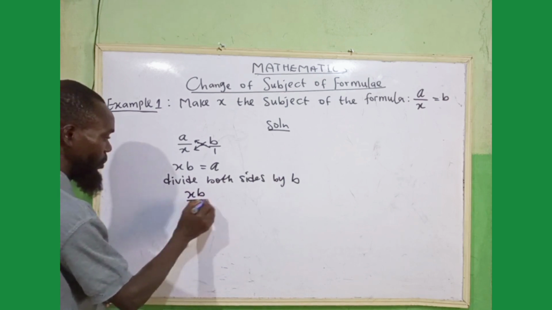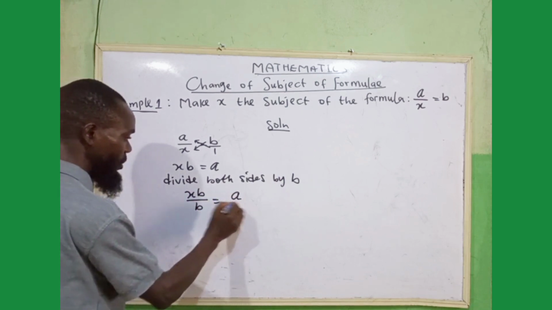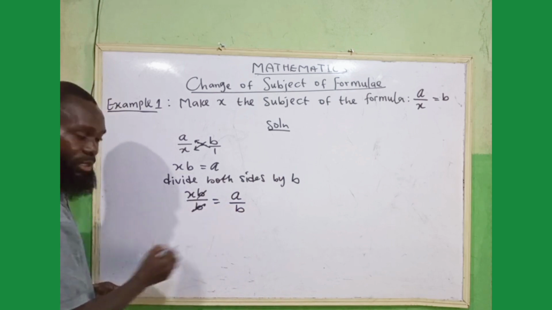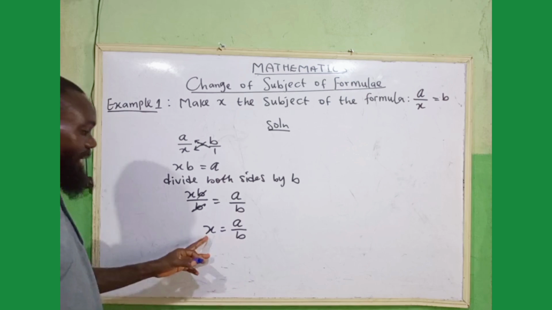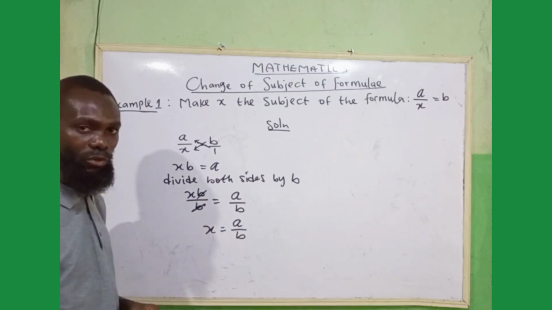xb over b is equal to a over b. B cancels b. X is equal to a over b. So we have made x the subject of the formula.